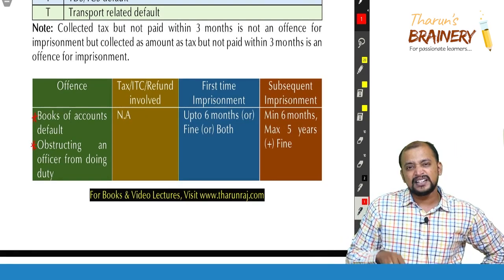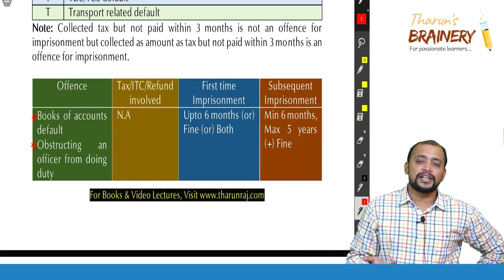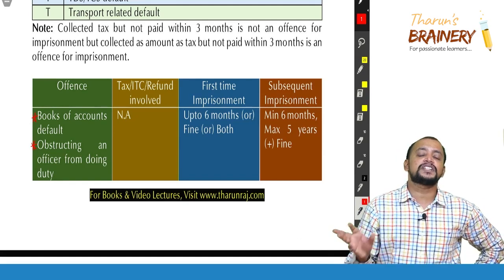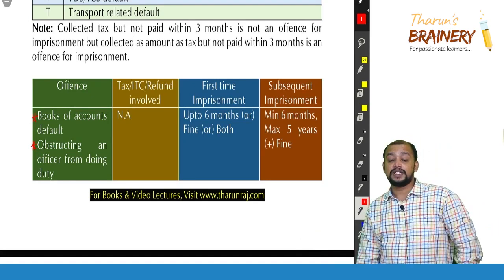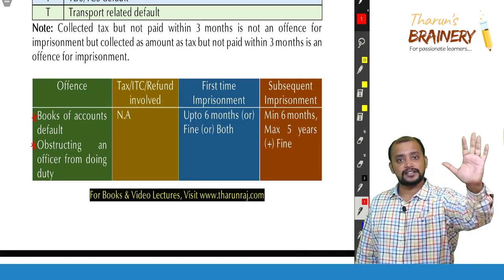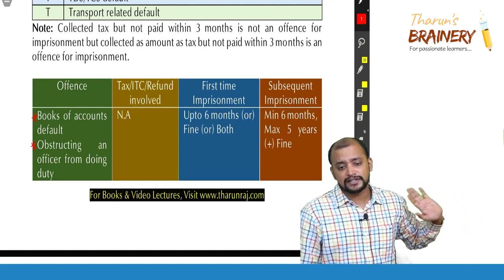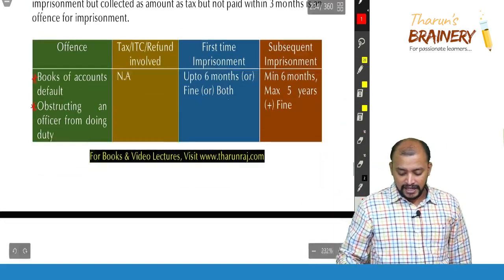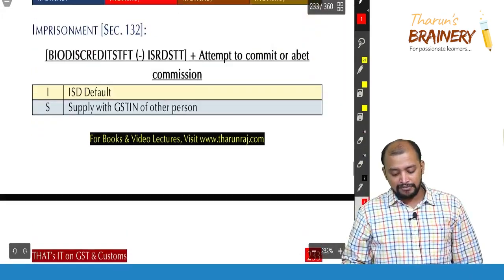In that case, that much seriousness is not there. So whatever may be the amount, up to 6 months or fine or both, first time. Subsequent 5 years, senior always 5 years. This is the imprisonment here.